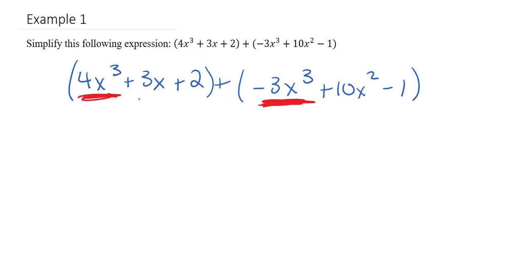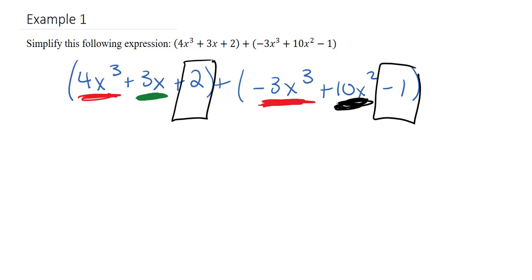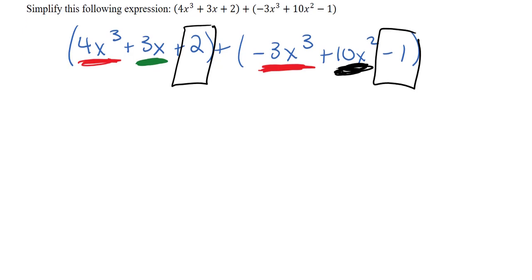Then notice we have a 3x here, and we don't have any more x's by itself as a variable. We have x squared, so that's entirely different. So we're going to underline it in black. And then we'll put the boxes around the numbers to indicate that we're going to add those together. So we really only have two sets of two things we're going to add together. So let's go ahead and just realign this.